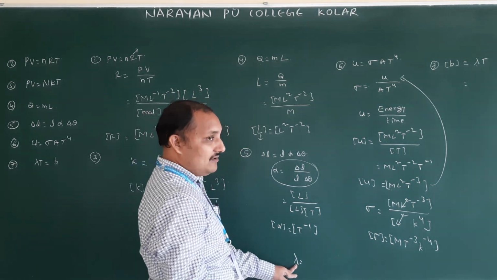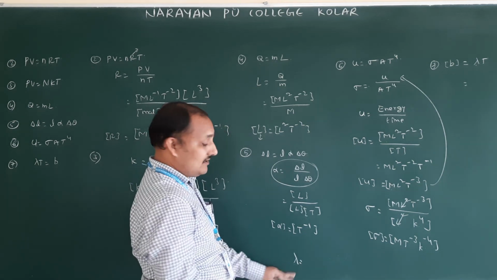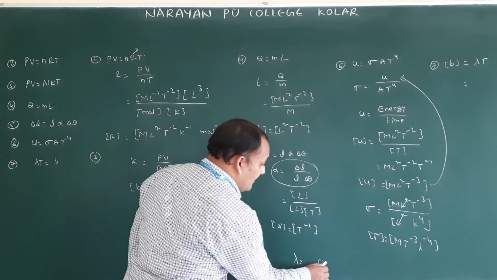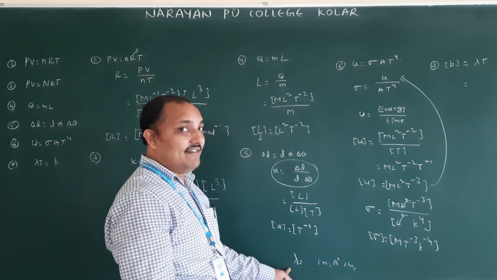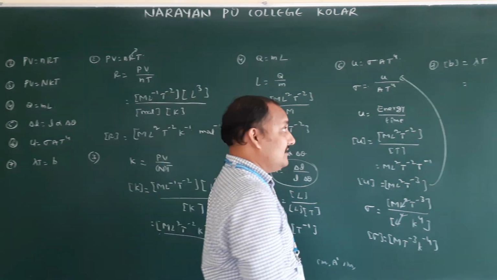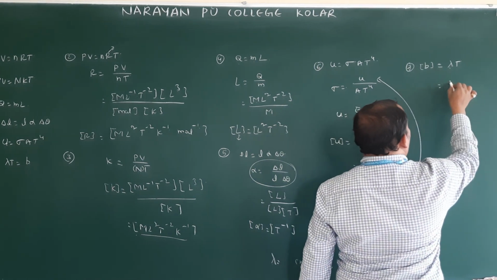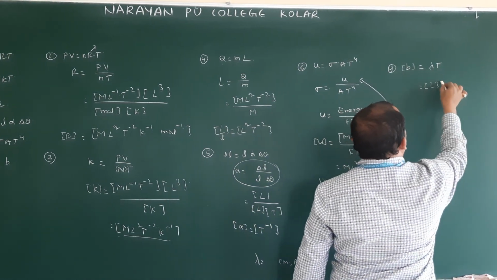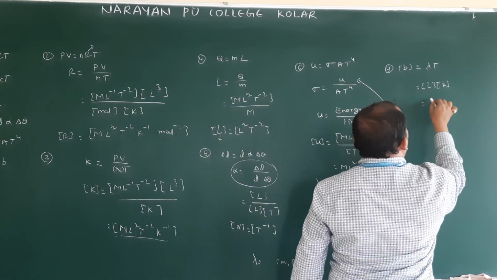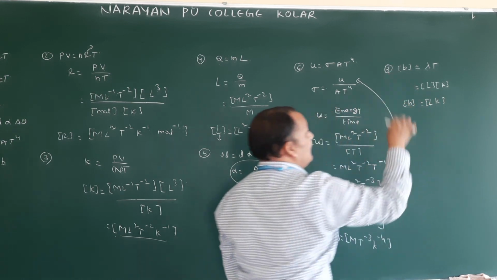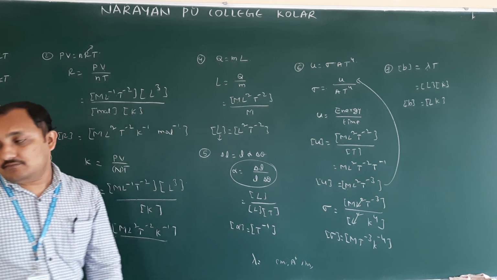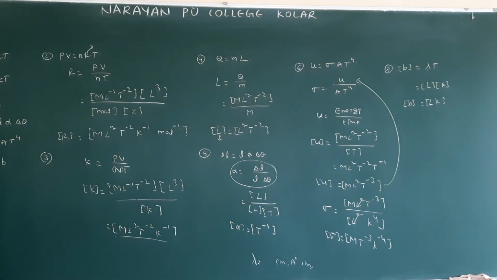1 angstrom equals 10 power minus 10 meters. So wavelength they will write in centimeters, in angstroms, or in meters, which means wavelength represents length. Therefore, lambda is nothing but L. T is nothing but K. Therefore, L K is the dimensional formula for B, Wien's constant. Okay, so this is example 2.